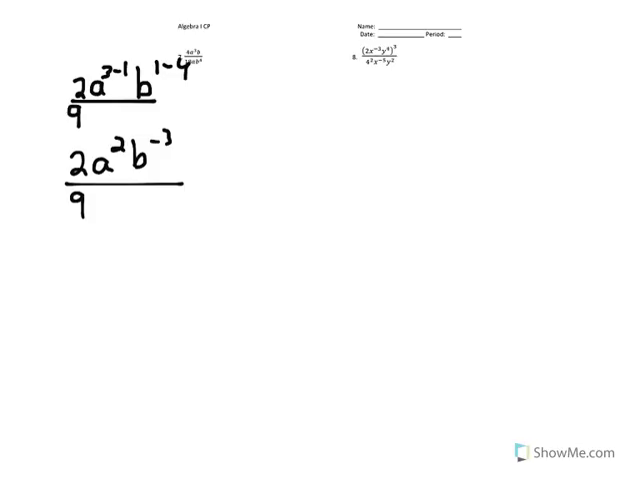And then notice we have a negative exponent, so we need to move this term down to the denominator. That is the only thing being raised to the negative 3rd power, so everything else stays where it is.